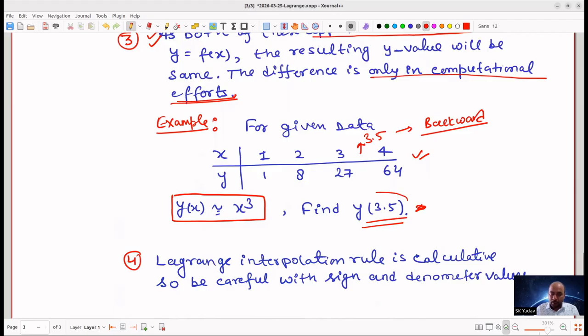But suppose you want to calculate this value using the forward formula, you can also compute it and check, you will get the same value, because both methods approximate the polynomial which fits this particular data, y(x) equal to x cube. So whether you apply backward or forward, it will not make a difference in the value of y at 3.5. The difference will be only in computational effort. This point is very important.